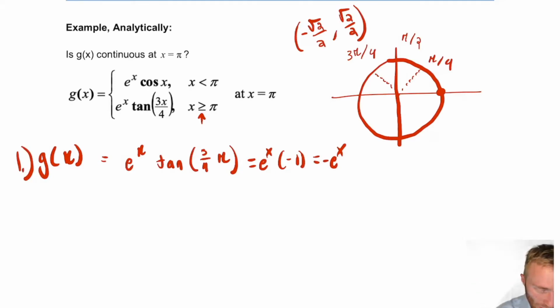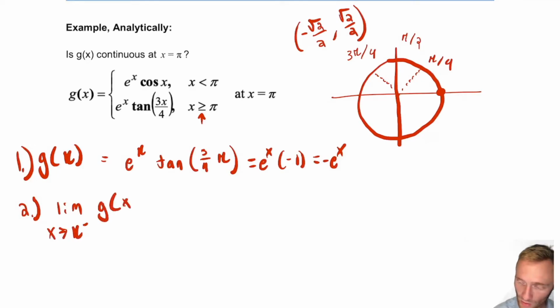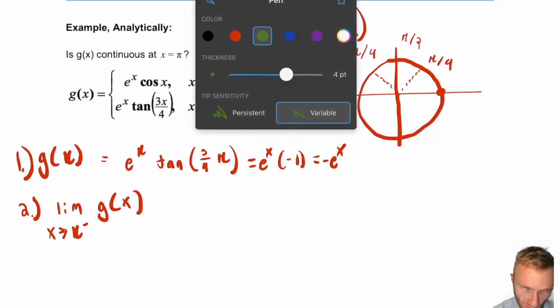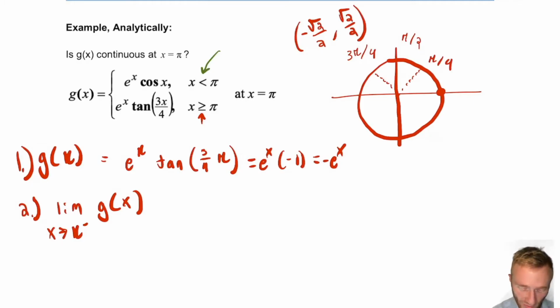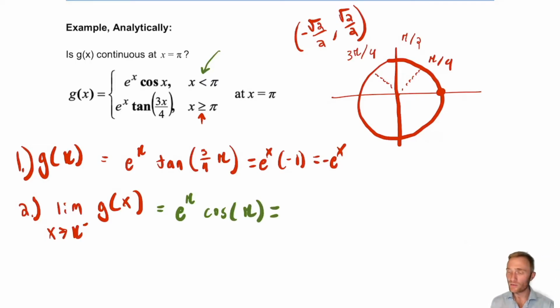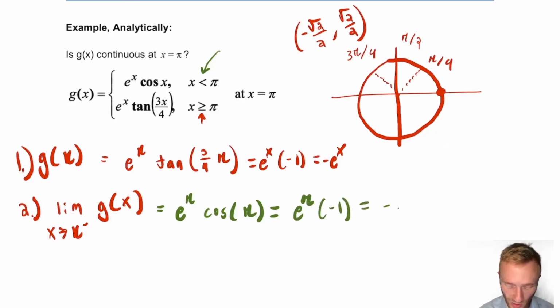Let's look at the limit as x approaches pi from the left of g of x. If we look from the left, we're looking at this less than sign here, so we're going to plug in, this is going to be e to the pi times the cosine of pi. Now I'm going to throw this one to you. Think about your unit circle. Take a second. What's the cosine of pi? Cosine of pi is in fact -1. So we're going to have e to the pi times -1 equals negative e to the pi.